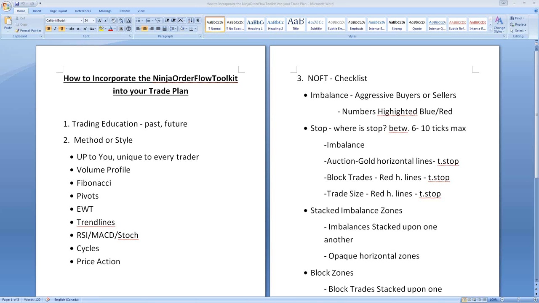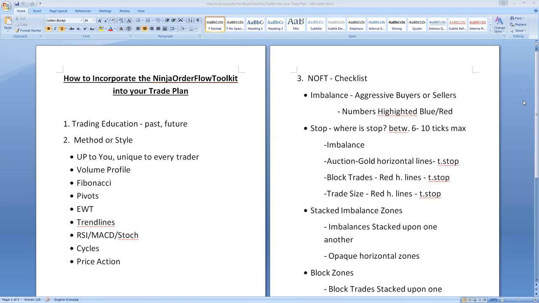So basically, it comes down to a few core things. You've got your trading education, whatever that is, okay? And the point is, how do you incorporate the Ninja Order Flow Toolkit into that trade plan, okay? Whatever education you've had, great. Bring it along with you. Use what's useful. Discard what's not. Doesn't matter whatever method or style, time frame, it's up to you. It's unique to every trader, all right? Doesn't matter. Volume profile, Fibonacci pivots, Elliott waves, trend lines, cycles, price action, support, resistance, whatever, all right?